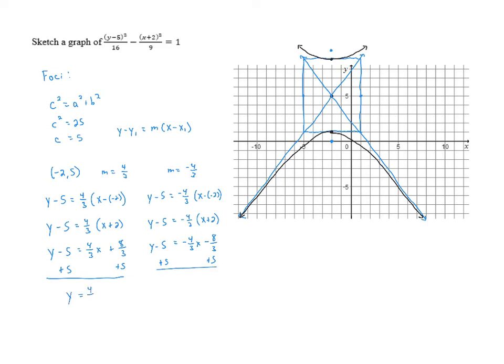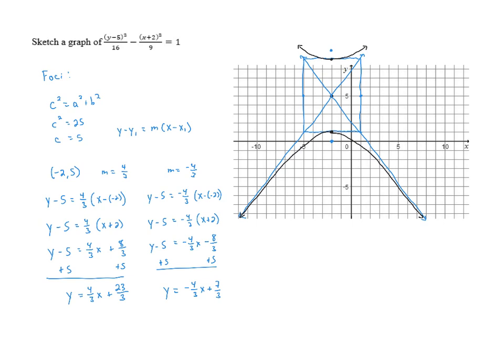So here we get y equals 4/3 x plus, we have to add 8/3 plus 5. If we get a common denominator of 3, 5 becomes 15/3, and 15/3 plus 8/3 is 23/3. And then over here, we've got negative 4/3 x, and then we've got negative 8/3 plus 5. Well, 5 is still 15/3, and so negative 8/3 plus 15/3 is positive 7/3. So these end up being the equations of the asymptotes.